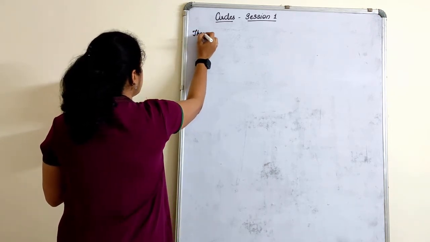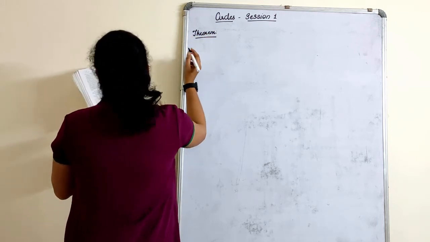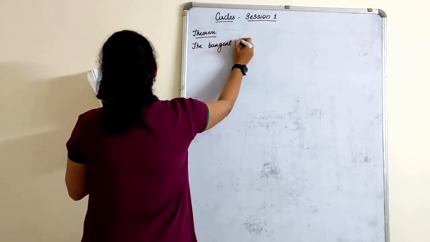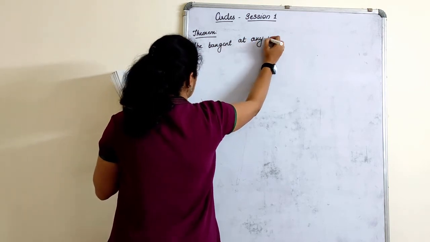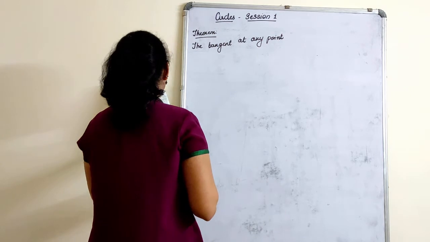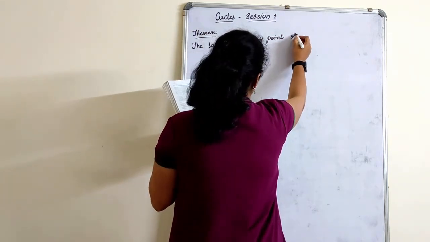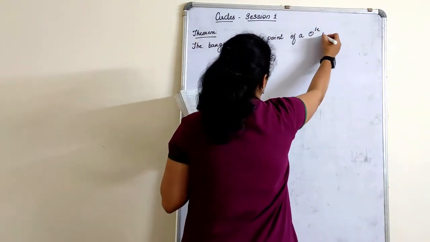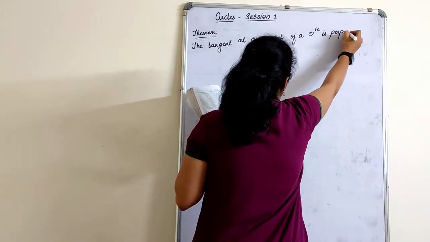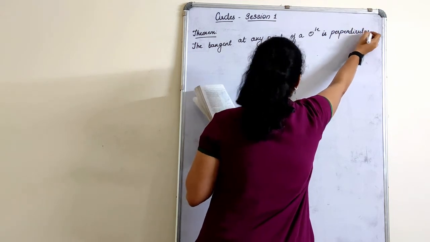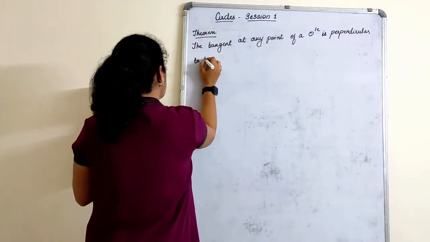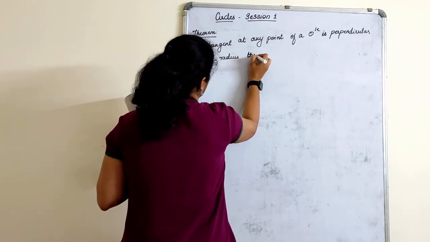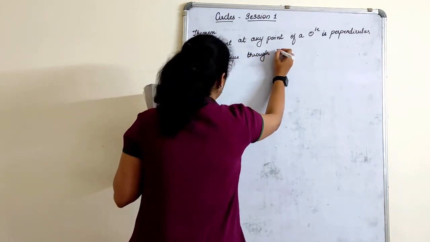A very important theorem. The tangent at any point of a circle is perpendicular to the radius through the point of contact.